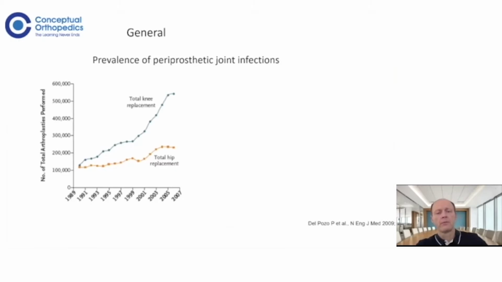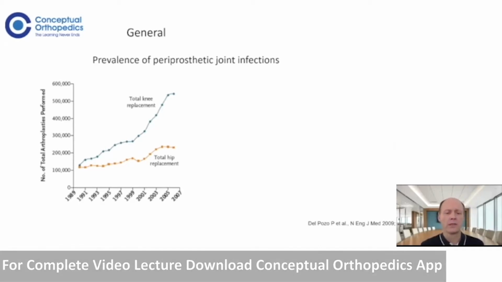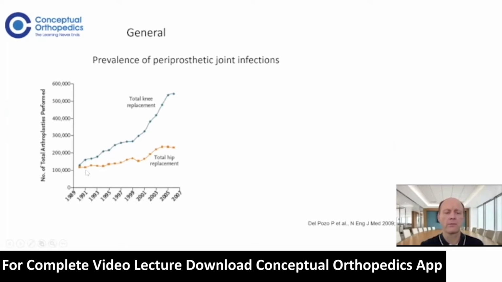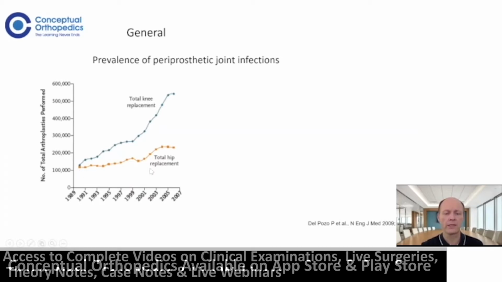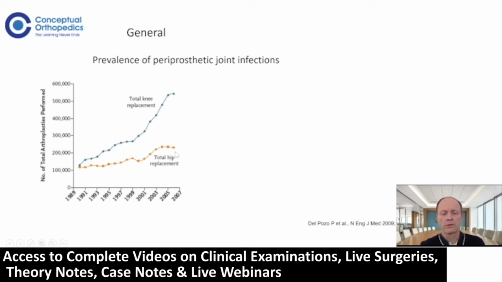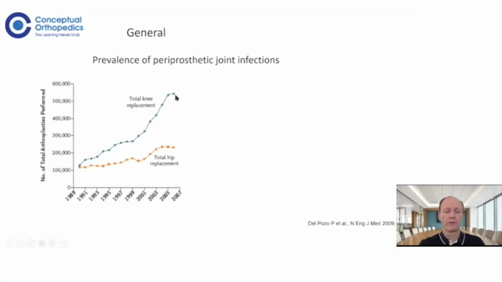A bit on prevalence, first the general numbers. These are US numbers. You see here the numbers of treatments for total hip. That increased from around 100,000 in the 90s, almost 20 years later to double the numbers to 200,000. The knee at that time also started at 100,000 and is now up to more than 500,000 in 2007, and the numbers over the last years further increased.